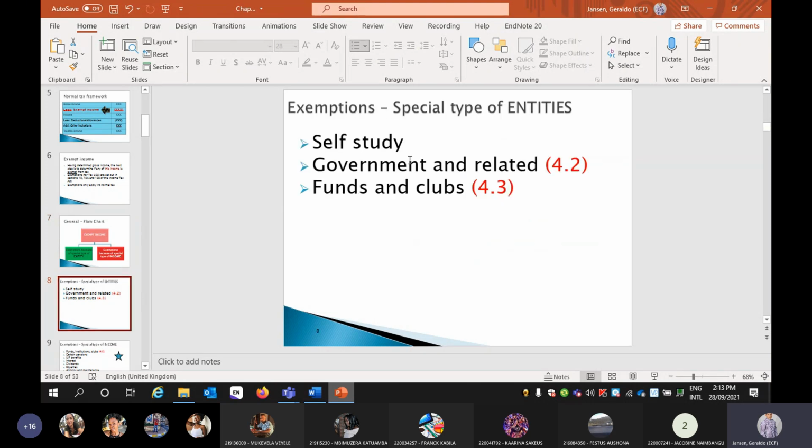Now guys, there are some self-study areas in your prescribed textbook. Remember, the assumption is that you do have the textbook, and you can find in paragraphs 4.2 and 4.3 government and related organizations, like municipalities. In Windhoek, the City Police and those types of government-related entities are exempted. Even the government as a whole is exempted from tax because it doesn't make sense that they also have to pay tax.